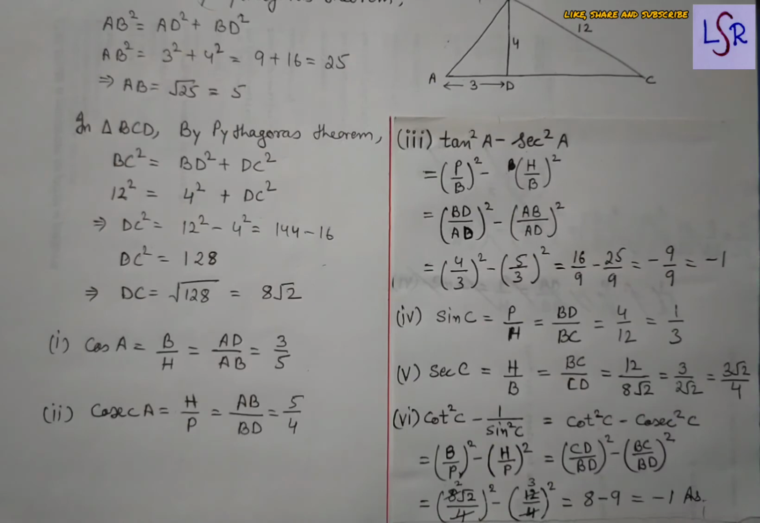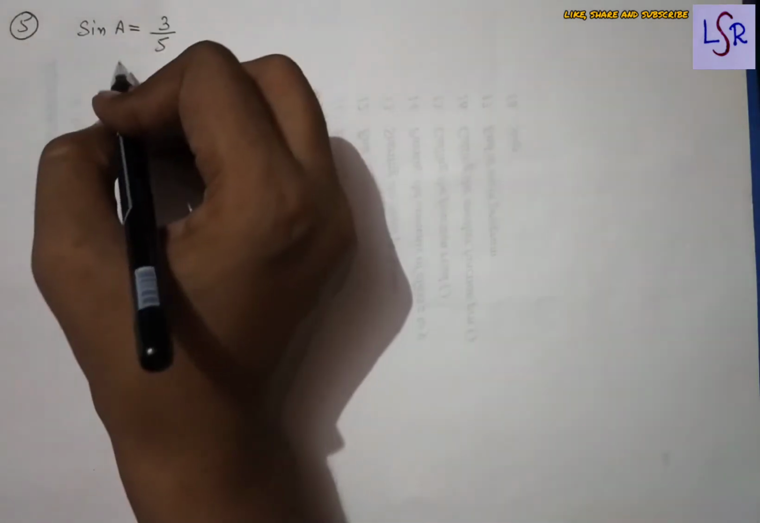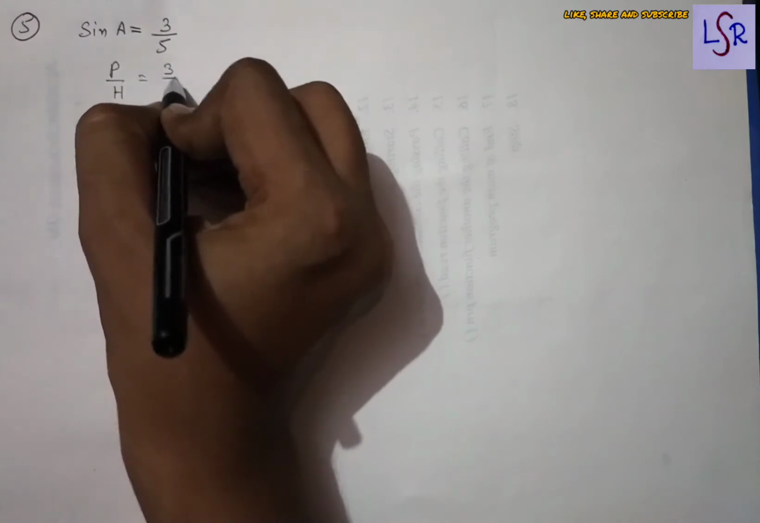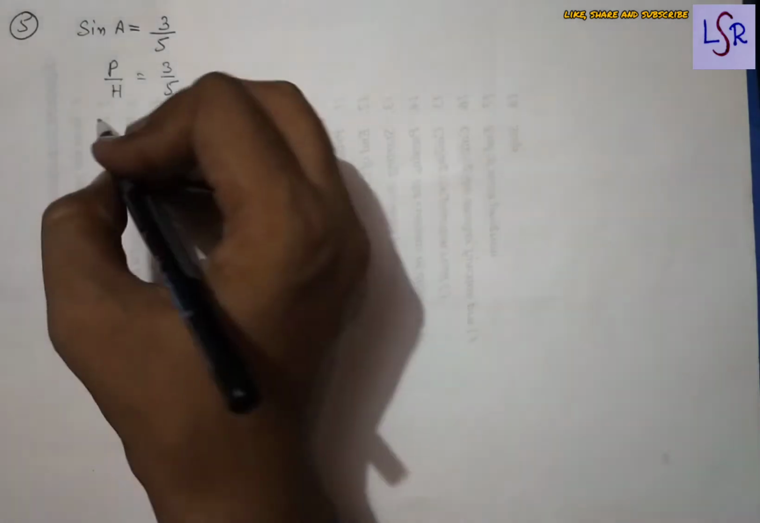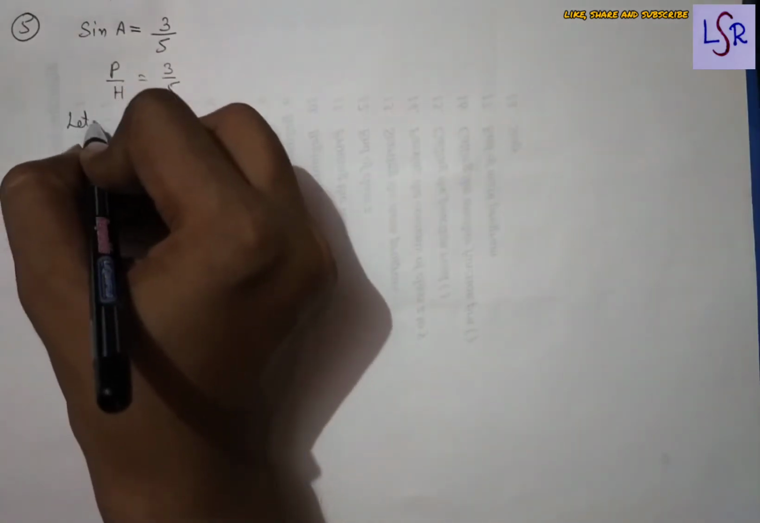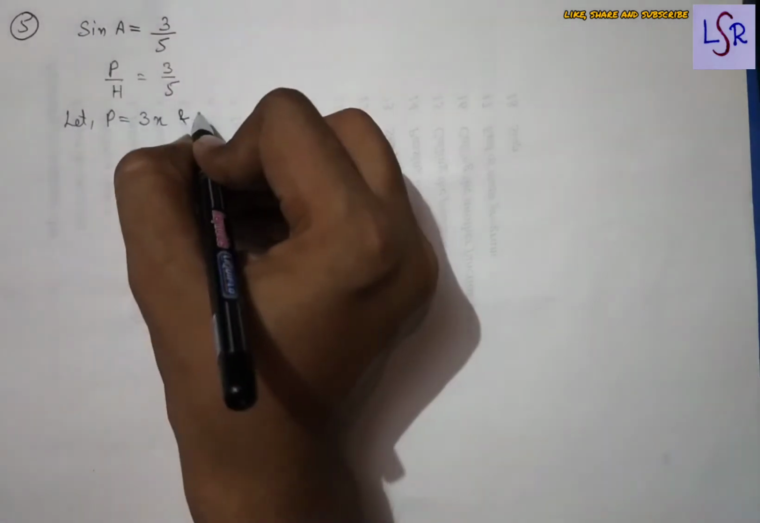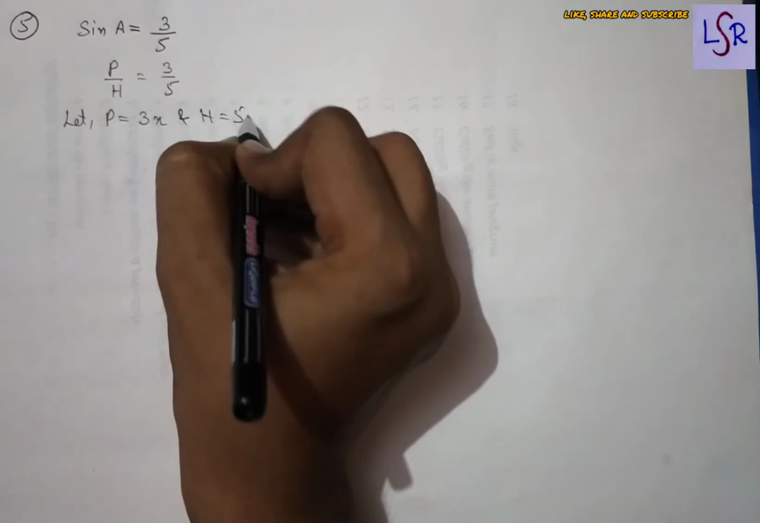Now let's see the other question. Now let's see question number 5. Here we have been given sin A equals 3 by 5. As we all know that sin A is perpendicular upon hypotenuse, so this can be written as perpendicular upon hypotenuse equals 3 by 5. As the ratio of perpendicular and hypotenuse is 3 by 5, so we can let perpendicular equal 3x and hypotenuse equal 5x.